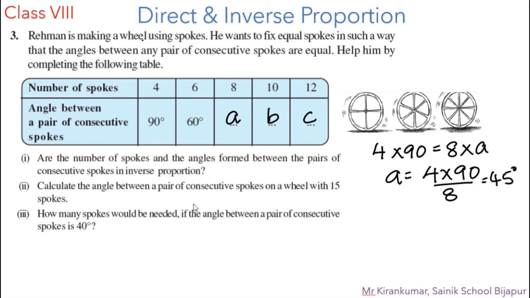Now let me take 4 times 90 equated to 10 times B. So B we get as 36 degrees.